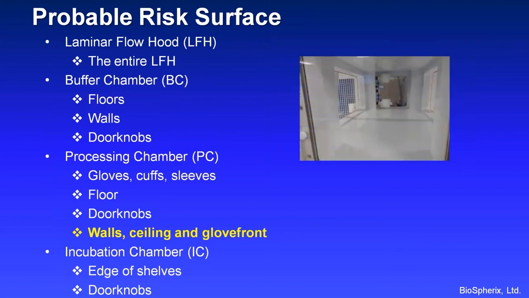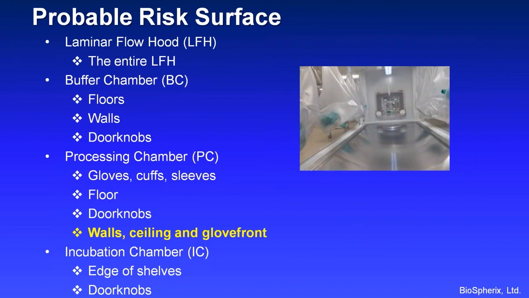In the buffer chamber, the floor, walls, and the doorknobs should be disinfected daily as the entry point to the rest of the systems. Only the gloves, cuffs, sleeves, floor, and the doorknobs of the processing chamber should be disinfected daily. If there's a visible contamination in other places, of course, clean and disinfect it more than the proper risk surfaces. The walls, ceilings, and the glove front are not considered proper risk surfaces and should only be disinfected when necessary, not on a daily basis.